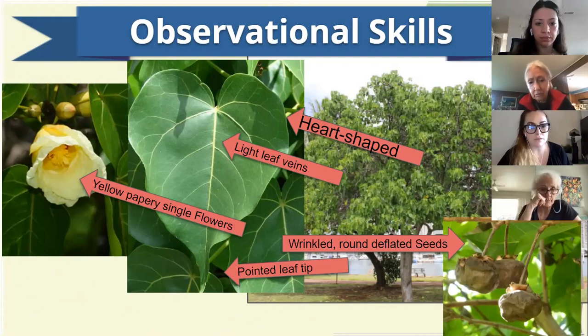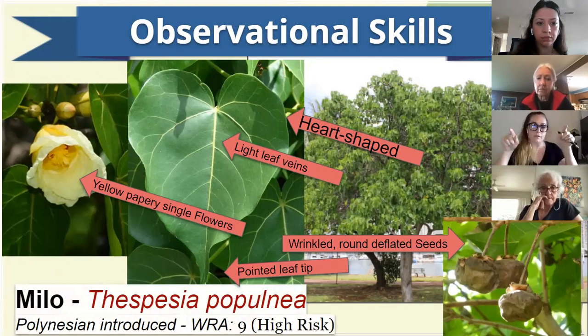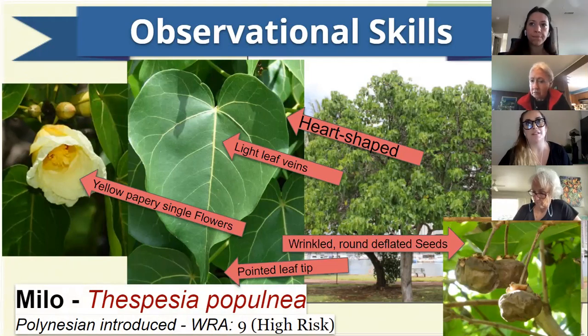On the Milo tree, it has these light veins and a pointed tip, which sometimes you have a heart-shaped leaf, but it comes down to a little bow at the bottom. Also, you have those wrinkly deflated seeds and flowers, which they don't always flower, but they have those really pretty papery yellow flowers. This is a Polynesian introduced tree, but it's also fairly weedy and will grow quite well anywhere. You usually, I think, taking a jog around Ala Moana, see them in the ditches because they just want to grow everywhere.